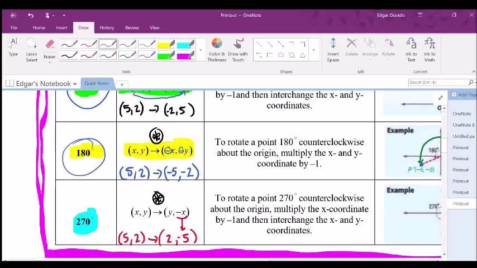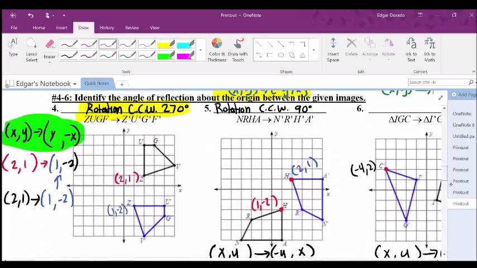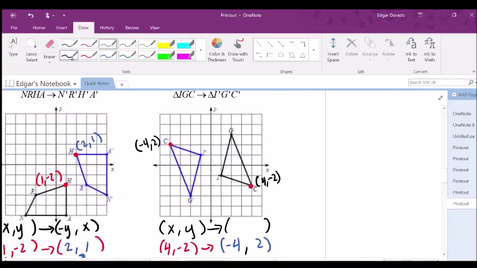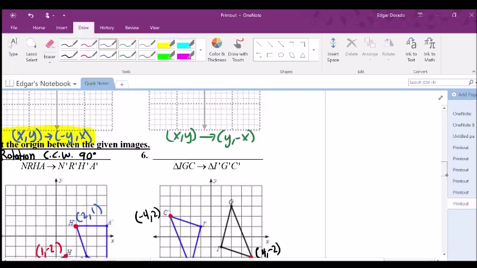180 degrees. Okay, the x's are still there and the y's are still there, but now we just make them both negative. So my rule here is (-x, -y). That is a rotation of, oh, I'm sorry, 180 degrees counterclockwise. Okay, rotation of 180 degrees counterclockwise.